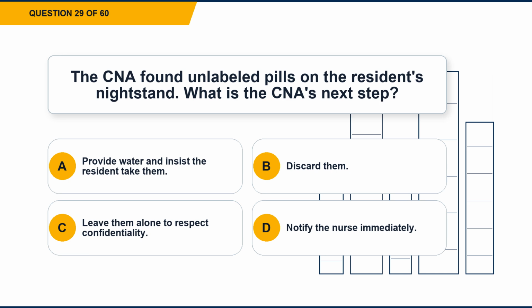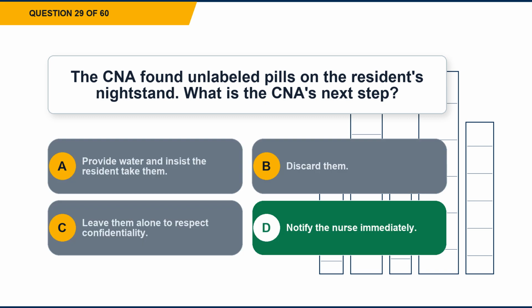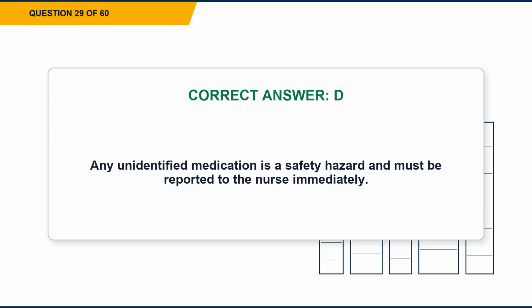Question 29. The CNA found unlabeled pills on the resident's nightstand. What is the CNA's next step? Option A, provide water and insist the resident take them. Option B, discard them. Option C, leave them alone to respect confidentiality. Option D, notify the nurse immediately. The correct answer is option D, notify the nurse immediately. Explanation: any unidentified medication is a safety hazard and must be reported to the nurse immediately.